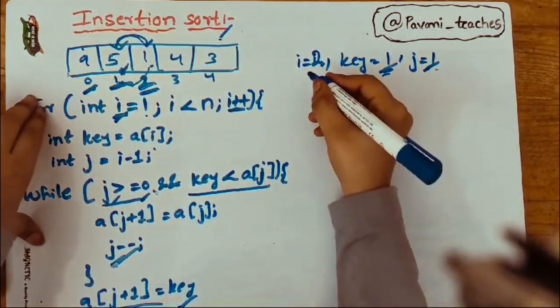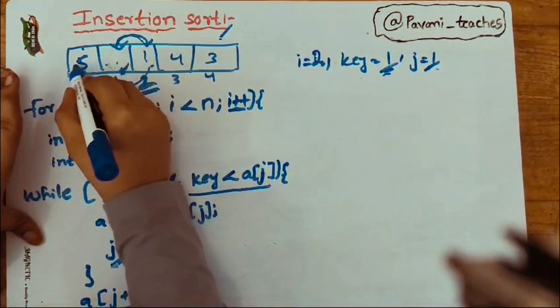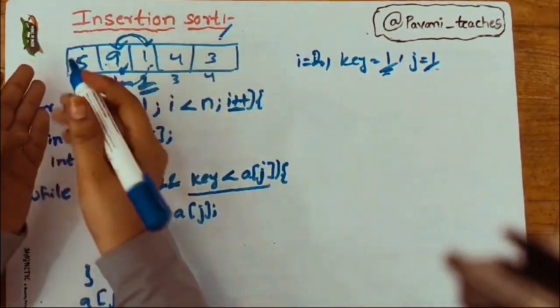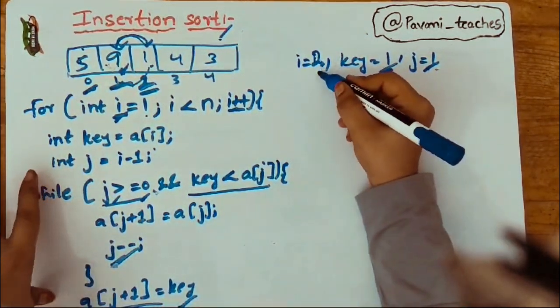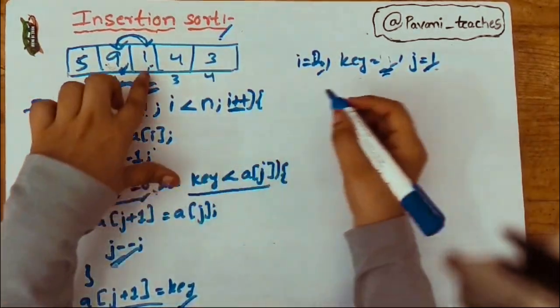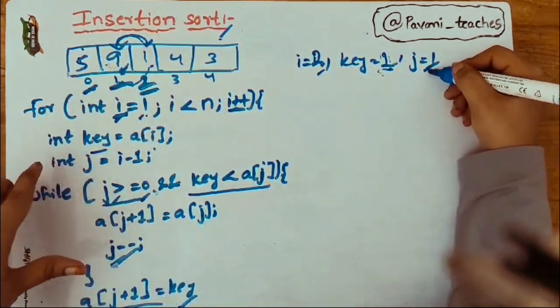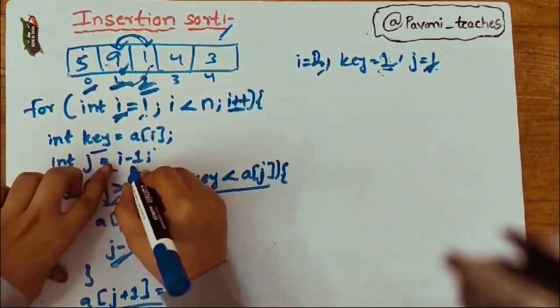Now after the first iteration of the for loop, the array will be like 5 and 9. Okay, these two will be changed. Now i equal to 2. If i equal to 2, then the key will become 1. Okay, and j value will become 1 because 2 minus 1.